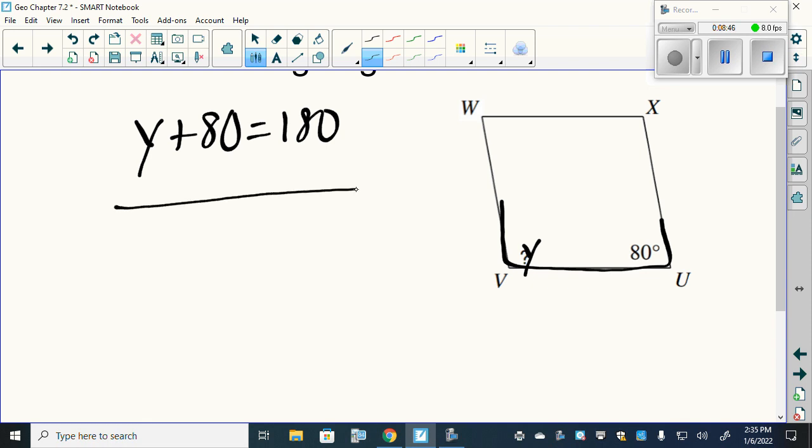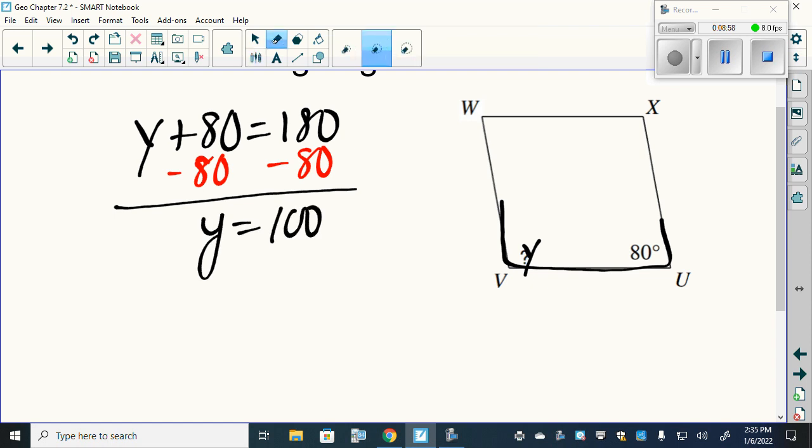Now to get the value of y by itself, we would subtract 80 from both sides. So y is 100. So it tells us that this angle here is 100. Any questions on how we found that?